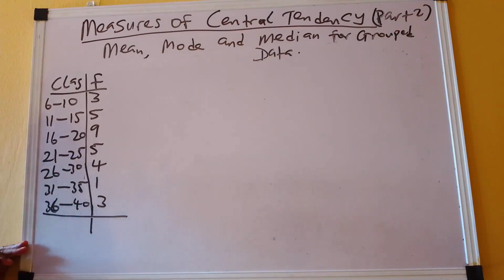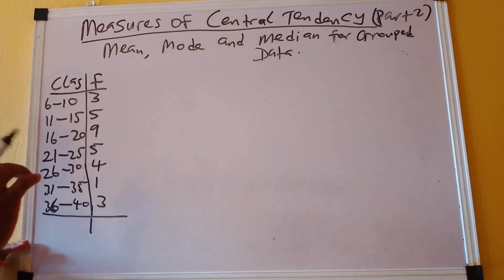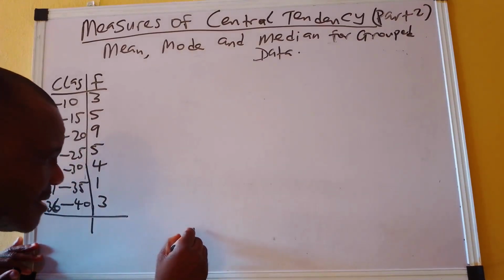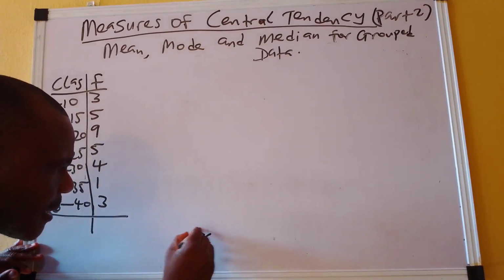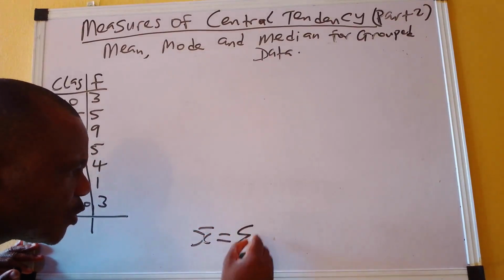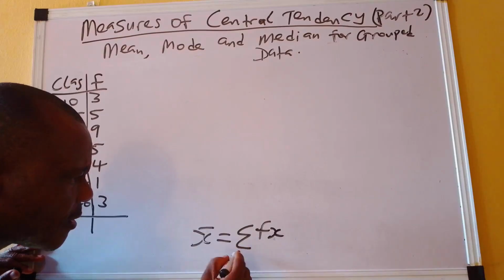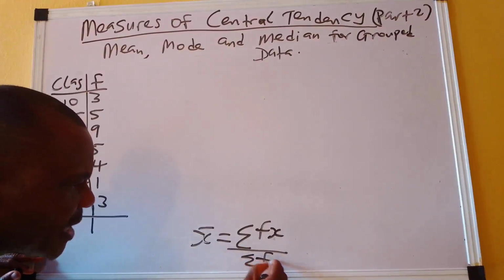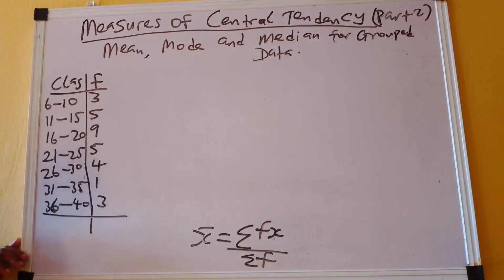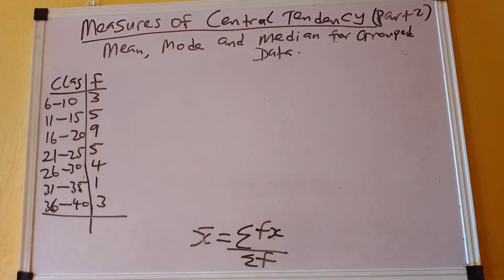Now, the first thing you do in statistics when you have a problem is to write the formula correctly. The formula for the mean for grouped data that we are looking at is x bar is equal to summation f of x all over summation f. Let me write it again. X bar is equal to summation f of x all over summation f. This is the formula for the mean.